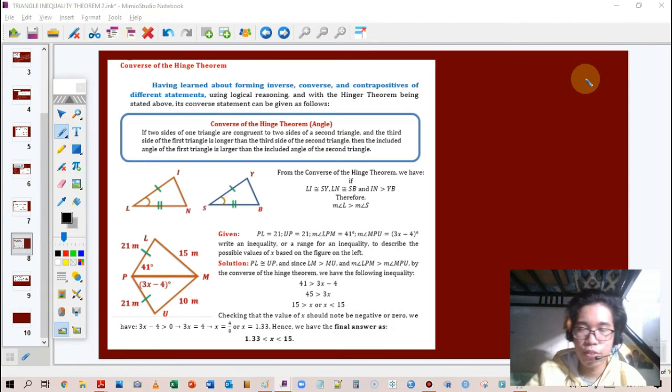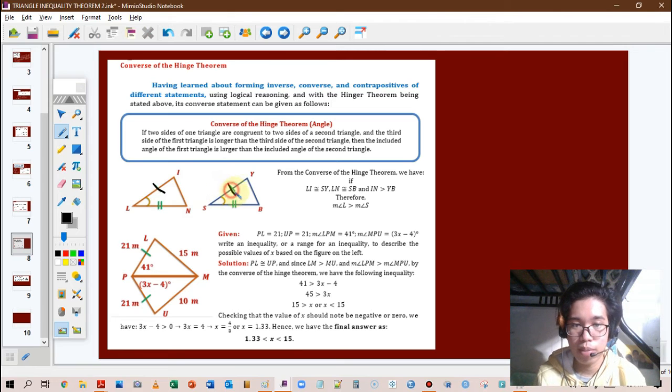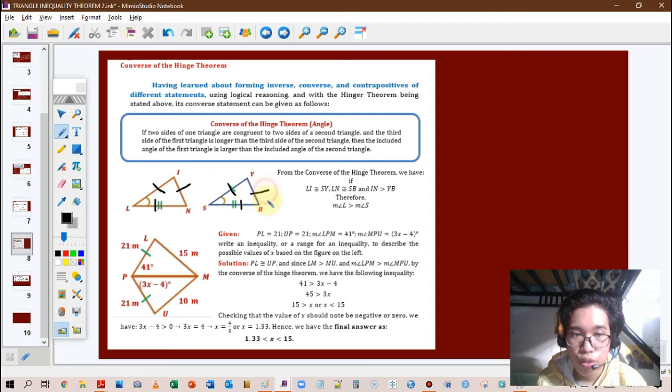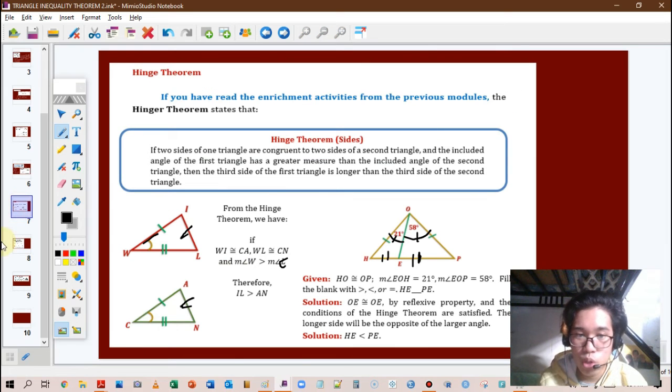So for the converse of the Hinge theorem, we have the line segment LI congruent to line segment SY, also LN and SB. And we have another supposition that IN is greater than YB. Therefore, we can say that the measurement of angle L is greater than the measurement of angle S. This is as opposed to the conclusion that the line segment IL is greater than the line segment AN.